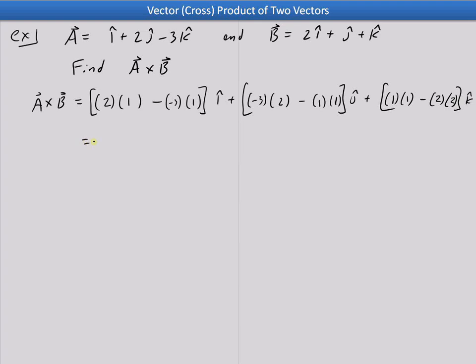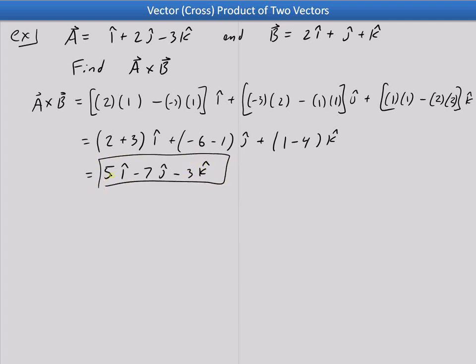So for the i hat direction, we're going to have 2 plus 3 i hat. For the y direction, we're going to have negative 6 minus 1 j hat, and then for the z direction we're going to have 1 minus 4 k hat, and so that should be 5 i hat minus 7 j hat minus 3 k hat. That should be our answer. And hey, actually looks like I got it right based on my notes over here.